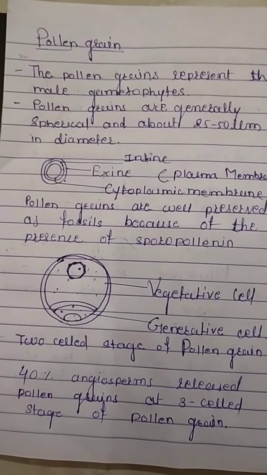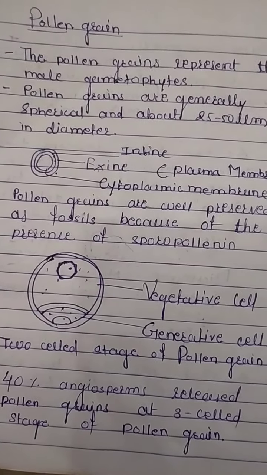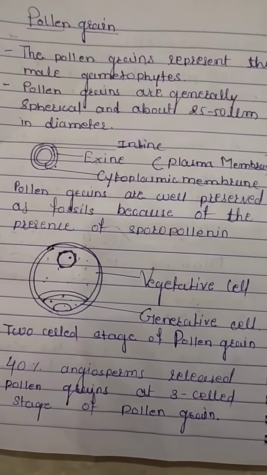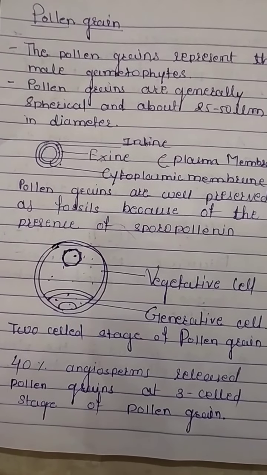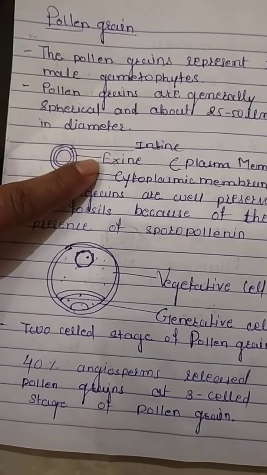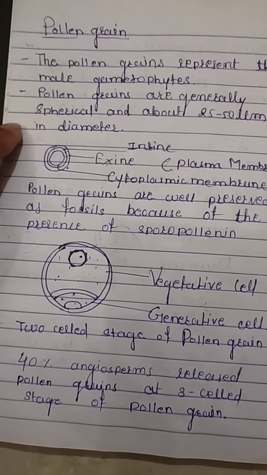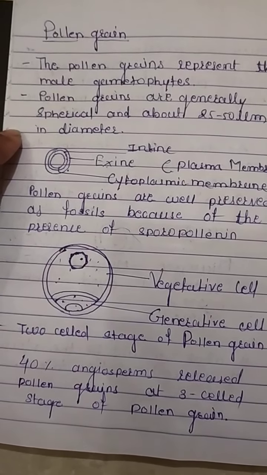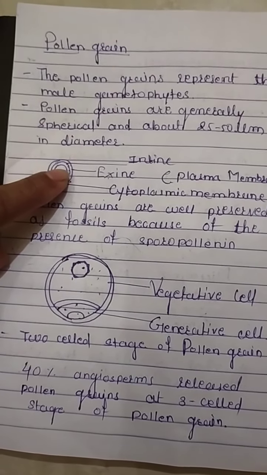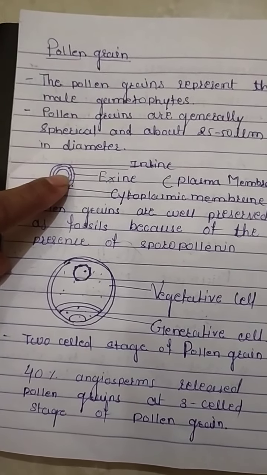Let's discuss its structure. Pollen grains are generally spherical in shape and about 25 to 50 micrometers in diameter. It has an important two-layered wall. The outer hard wall is known as exine, which is made up of sporopollenin, one of the most resistant organic materials. This material can tolerate high temperature and strong acids and alkali. No enzyme can degrade sporopollenin.